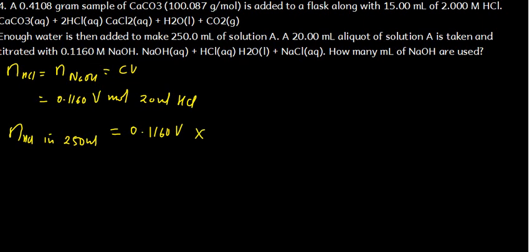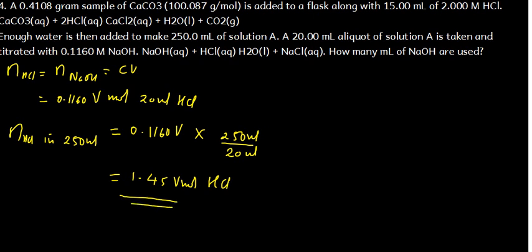Now we're going to multiply by 250 milliliters over 20 milliliters. All we are doing is saying how many 20s are in 250. If we find that, and multiply by the number of moles in 20, we are going to find the number of moles in 250. If we do the multiplication, we find 1.45 V moles. Those will be the moles of hydrochloric acid present in 250 milliliters. After dealing with this, we can pause at this point since we can't go further.